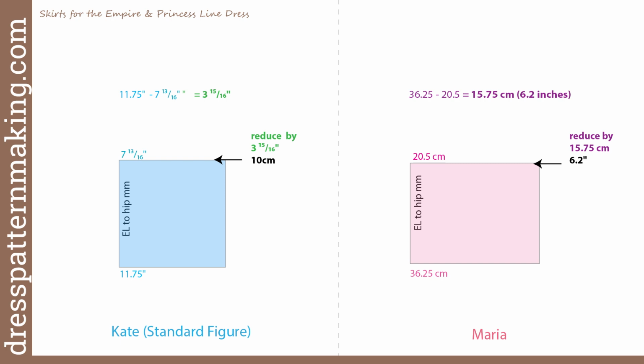Okay, my rectangle is 36.25 centimeters wide. My back bodice at the empire line is 20.5 centimeters. So 36.25 minus 20.5 equals 15.75 centimeters. So the top of my rectangle needs to be reduced by that amount.